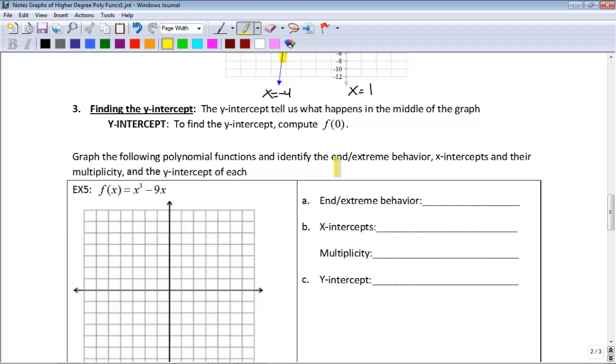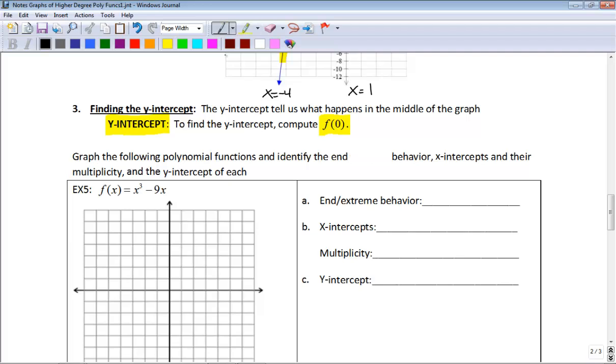Well, the y-intercept, again, it's going to tell us what happens in the middle of the graph, just like the x-intercepts and their multiplicity. But y-intercepts are really easy to find. How do you find the y-intercept? Compute f of 0. Remember, that's a function value, so that says put a 0 in place of all the x's in your function and then just simplify. So every time from here on out, you're finding the y-intercept, really easy. Find f of 0, there's your y-intercept.